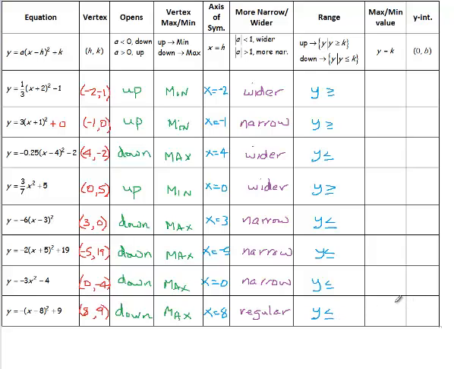It's the y coordinate of the vertex. What is the y coordinate of the vertex? There it is right there. So that goes in. Just take the y coordinate of each one and put it in. So in this case it's -1.